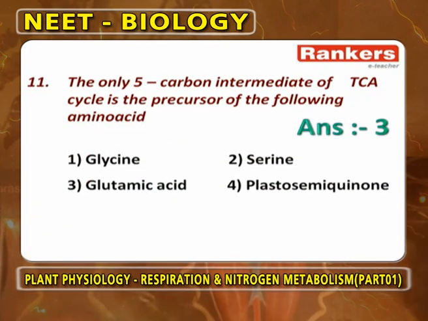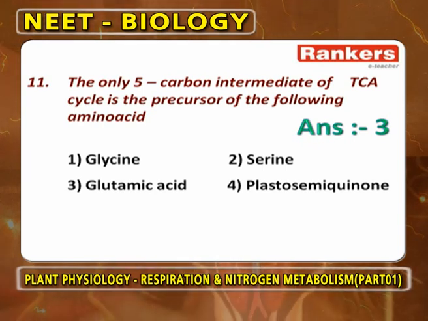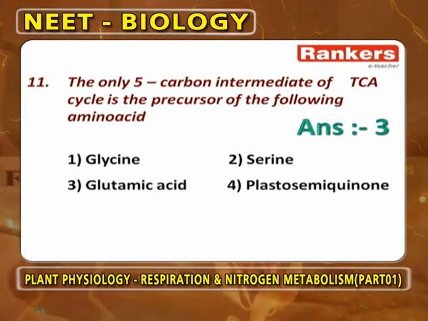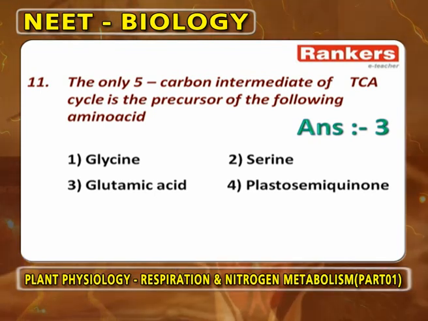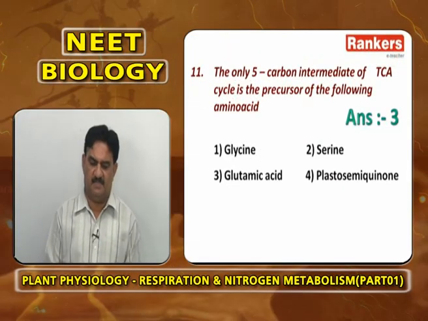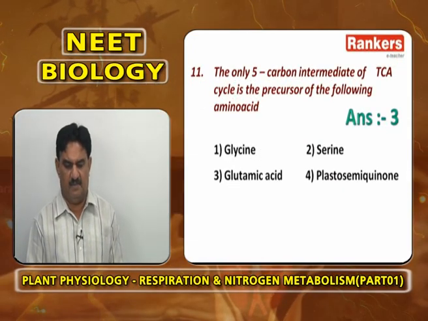The only 5 carbon intermediate compound of the TCA cycle is alpha ketoglutarate acid. It is the substrate used as a precursor in the formation of the following amino acid: glutamic acid.